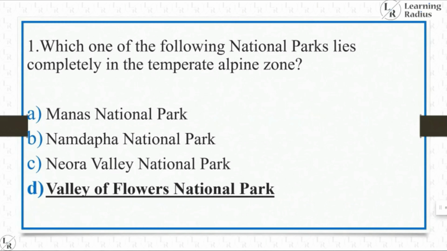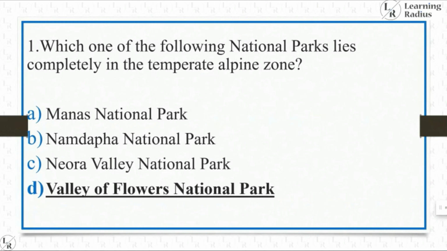Consider the following statements. Asiatic lion is naturally found in India only. Double hump camel is naturally found in India only. One-horned rhinoceros is naturally found in India only. Which of the statements given above is correct? 1 only, 2 only, 1 and 3, and 1, 2 and 3.